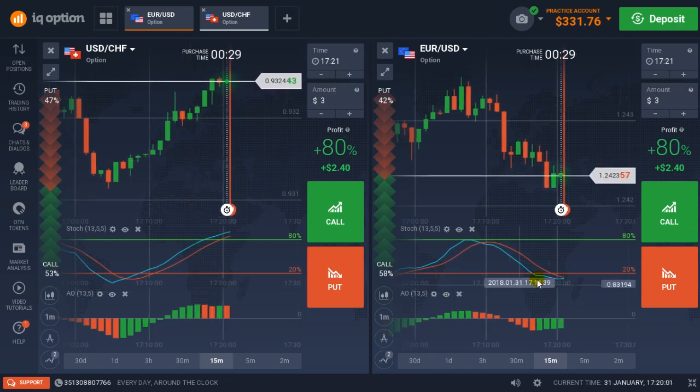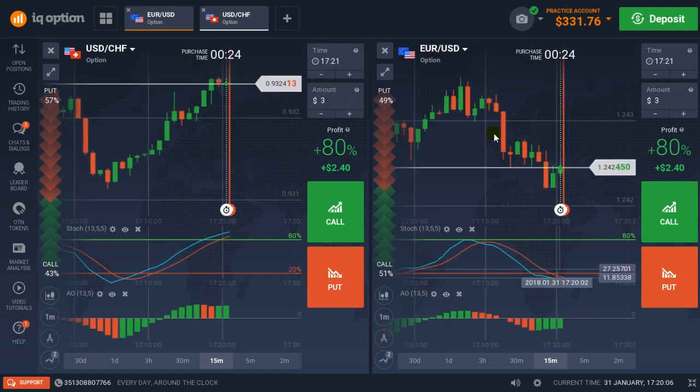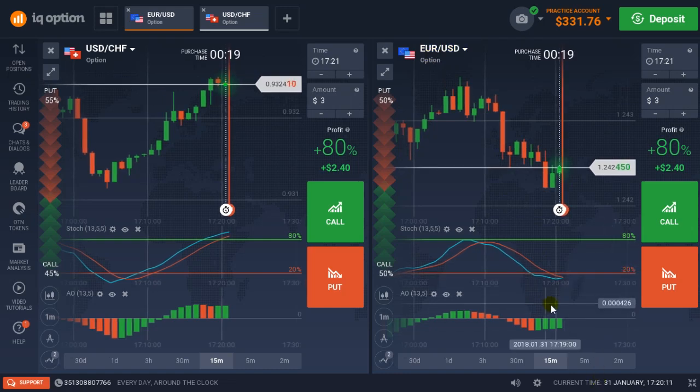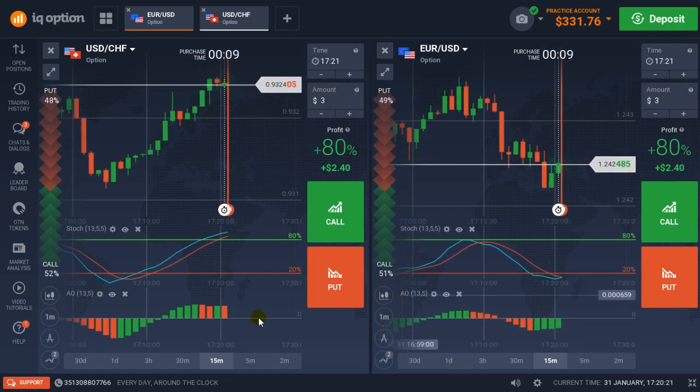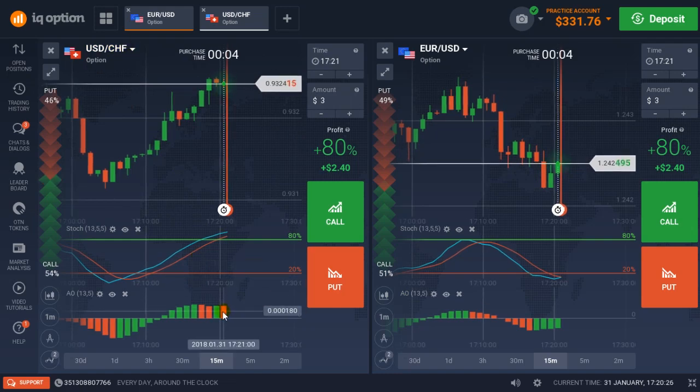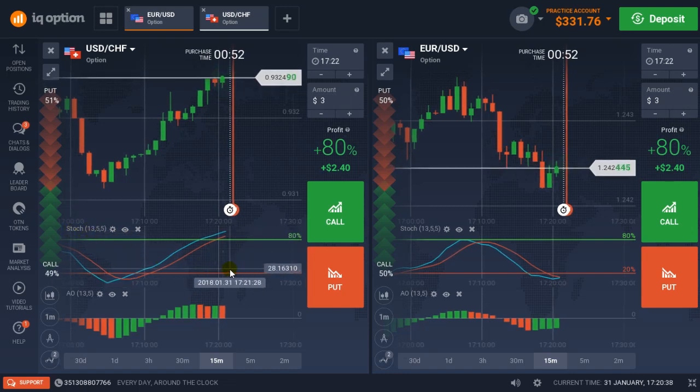complying with the rules. We've got both lines of the stochastic indicator in the Euro USD below the 20% oversold level, so we don't get into a trade, although we're getting green bars on the Awesome Oscillator. Same thing applies to the USD Swiss franc. We're already getting a red bar on the Awesome Oscillator, but both lines are above the 80% overbought level on the stochastic. So what do we do? We have to wait for a definite signal for us to jump into a trade.